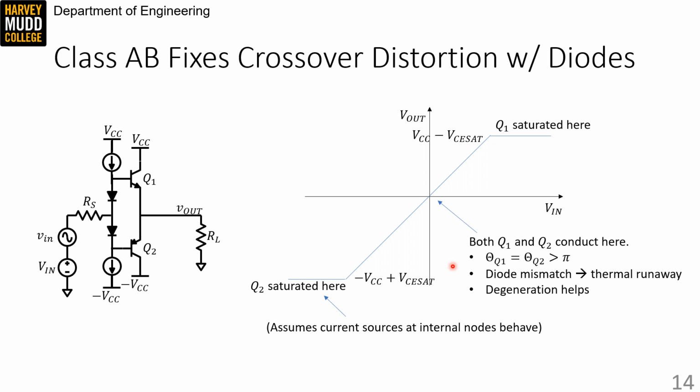Fortunately, you can avoid thermal runaway by adding a little bit of degeneration resistance. If you add a little resistor on the emitter of Q1 and Q2, in series with both of these diodes, you basically fix thermal runaway problems.